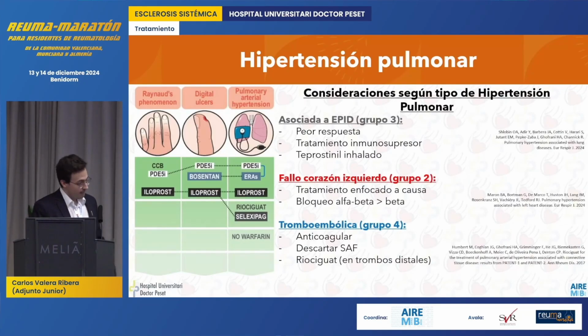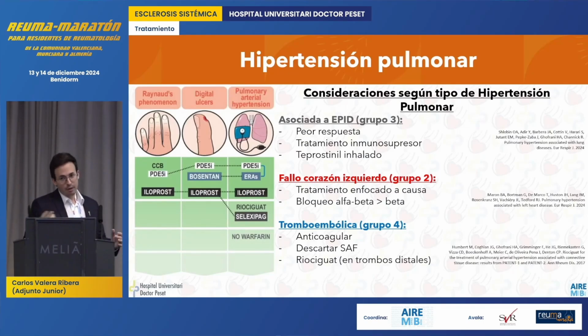What about the other groups of pulmonary arterial hypertension? Well, as I said, in group 3, it is associated with a poorer response because they have added ILD. Is there a need for immunosuppressants? And then also in this group, inhaled treprostinil is indicated, as this is a specific group in which it has been tested. In left heart failure, treatment will be focused on the underlying cause.